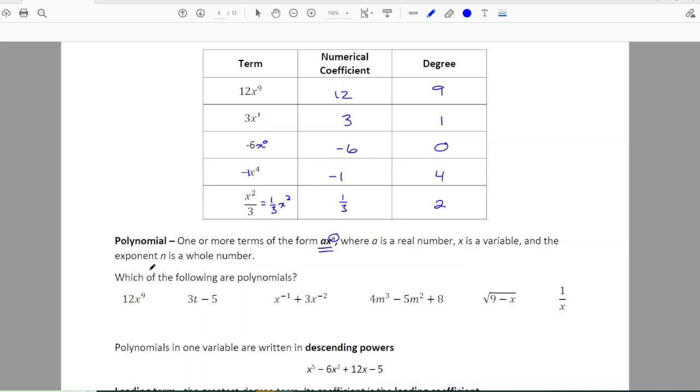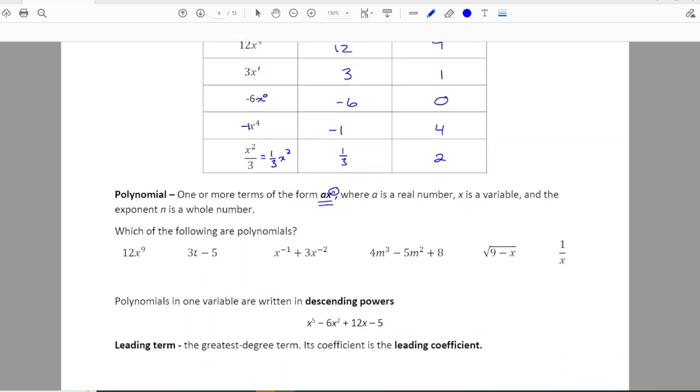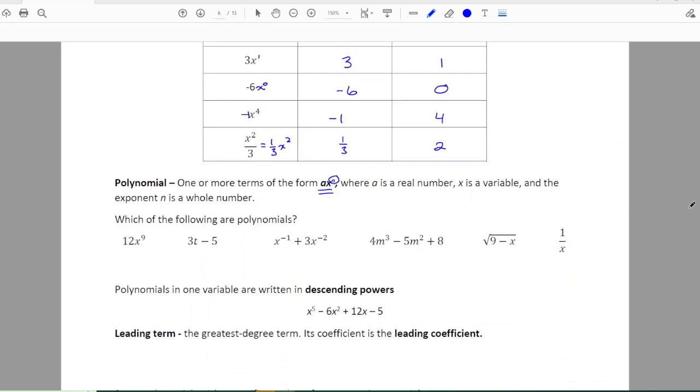So if I asked you, giving that definition, which of the following are polynomials, I'll give you a hint. 3 are and 3 aren't. Can you identify the 3 expressions that are polynomial? Well, this one, and this one. This one is not because this exponent is not a whole number. This one is not because it has the radical.